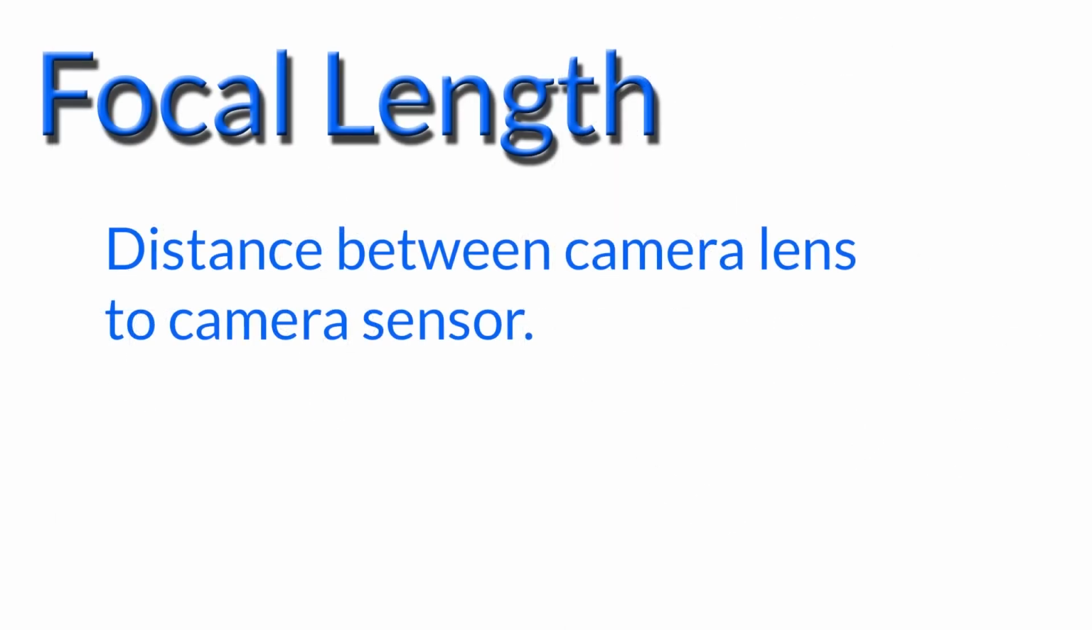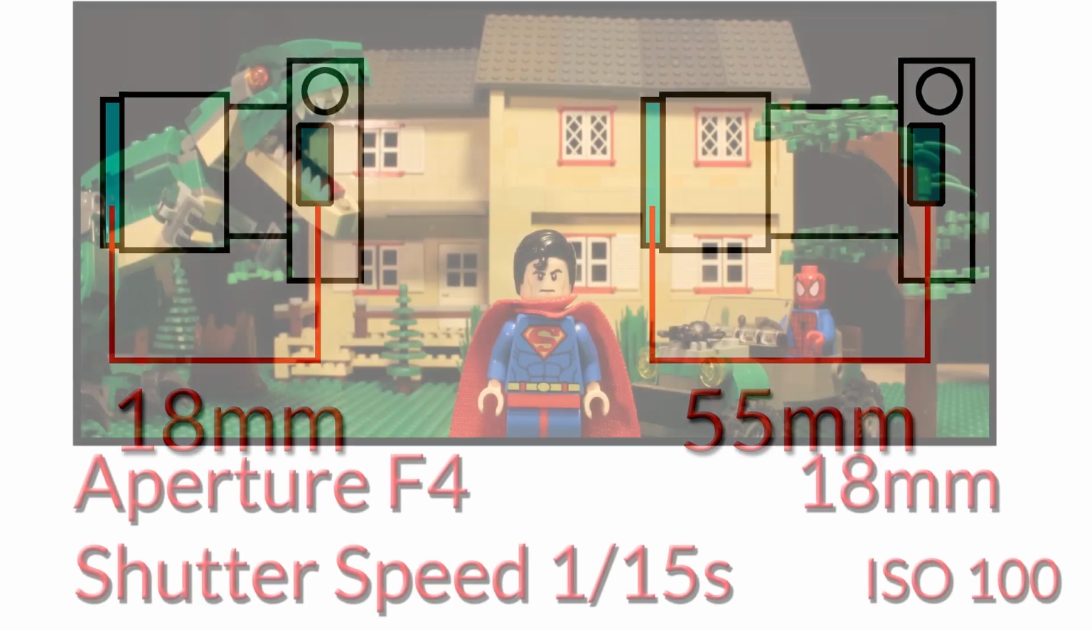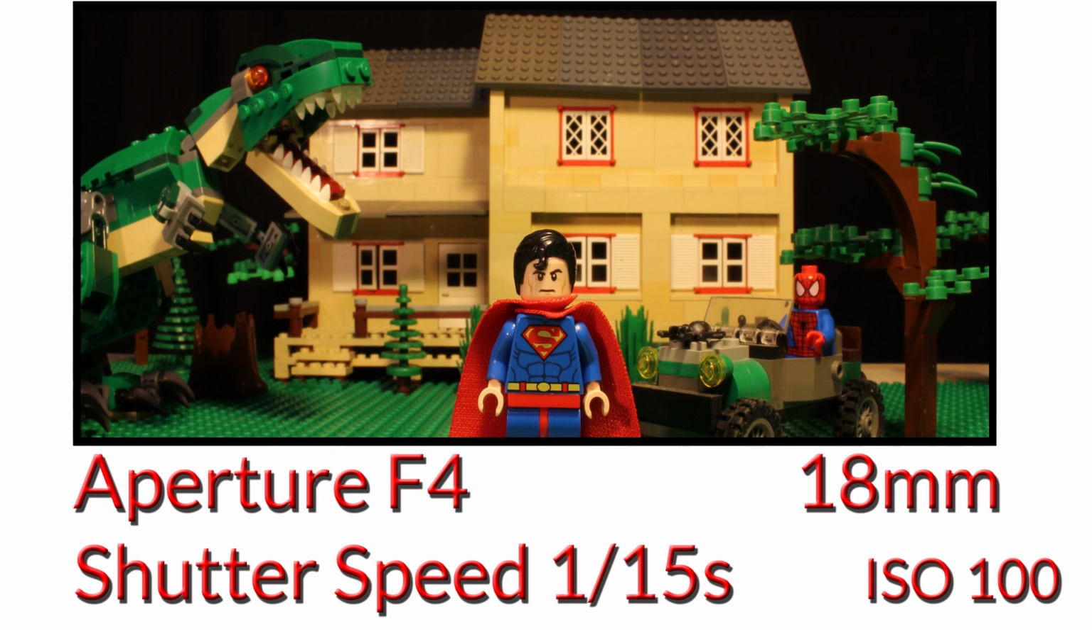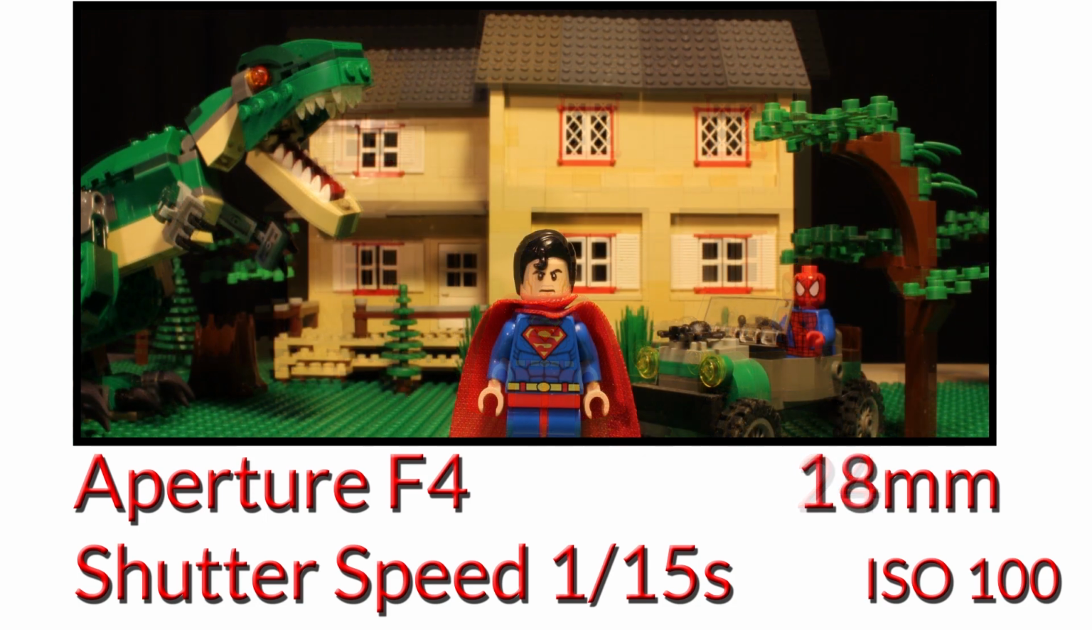Another important component to consider is focal length, which is the distance between the camera lens and the camera sensor. This is really important because this is something that can change the way your shot looks. The closer that the lens is to the sensor, the more it will stretch out your scene. Conversely, as the lens and the camera sensor get further apart, your image will become more and more flat.